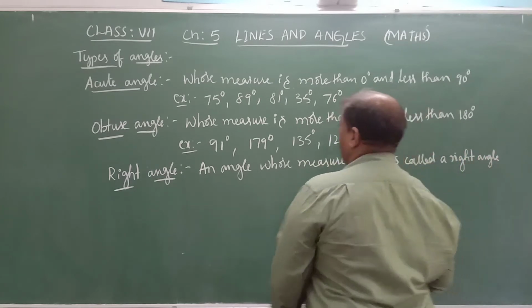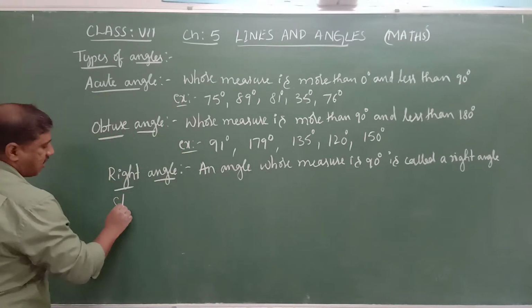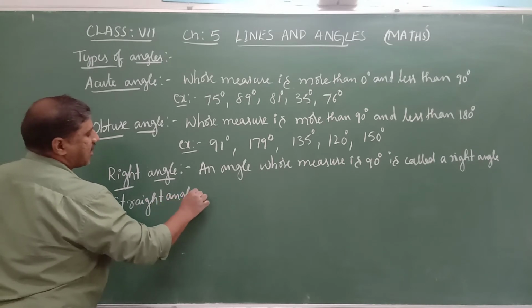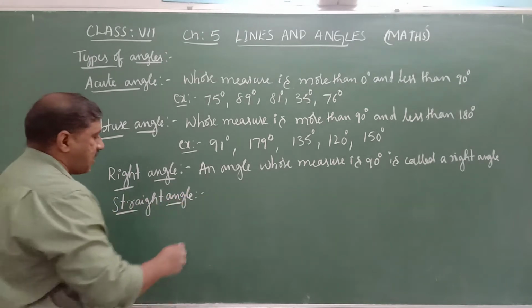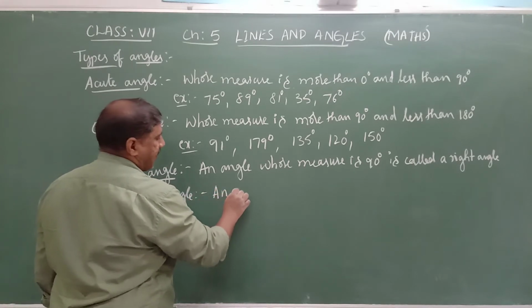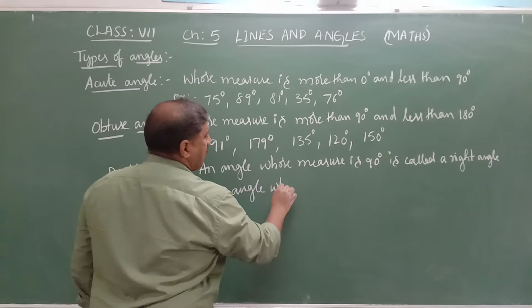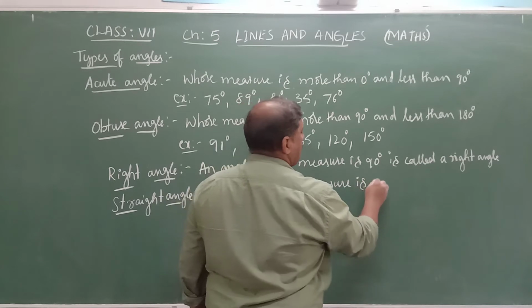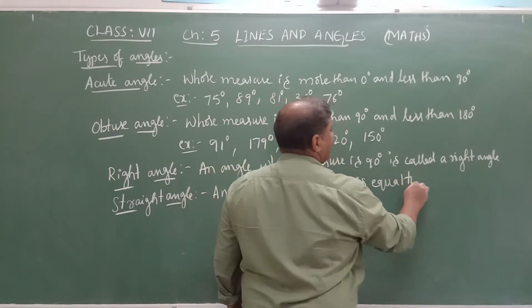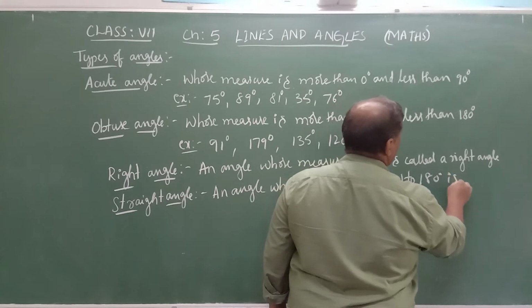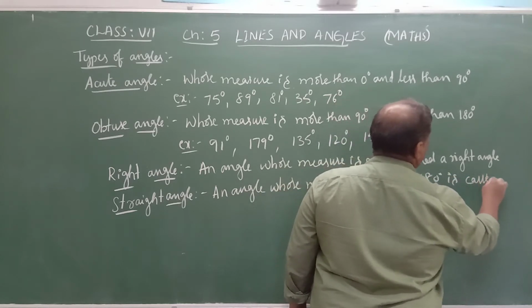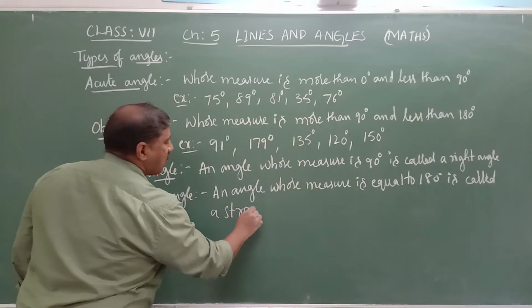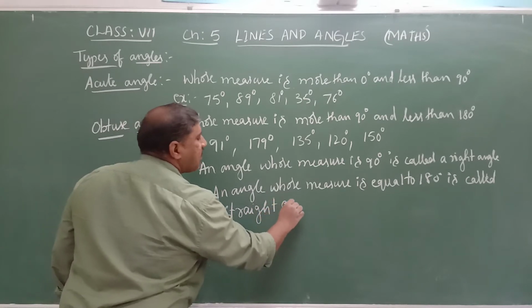What is a straight angle? An angle whose measure is equal to 180 degrees is called a straight angle.